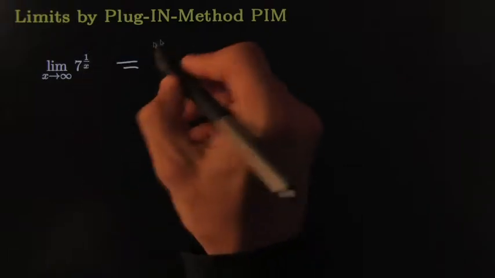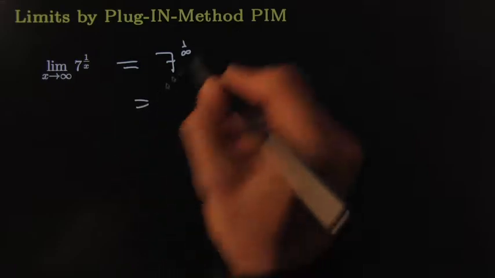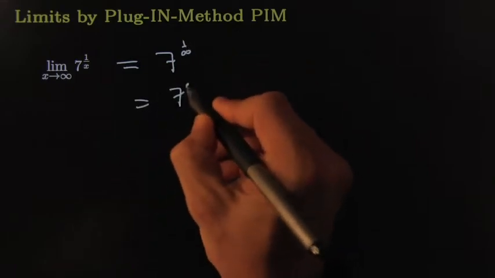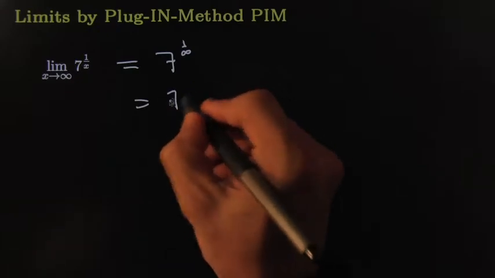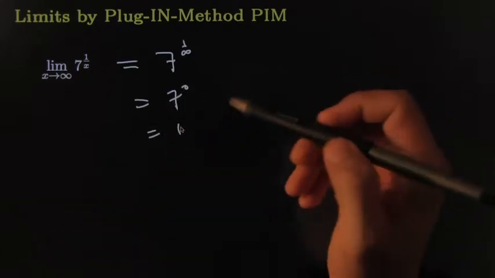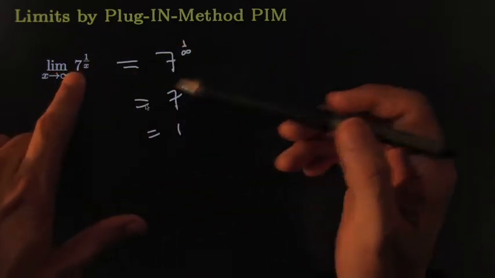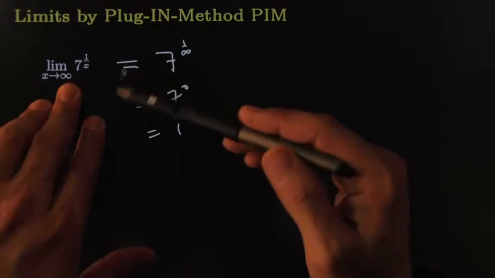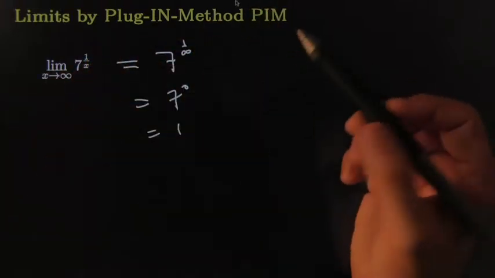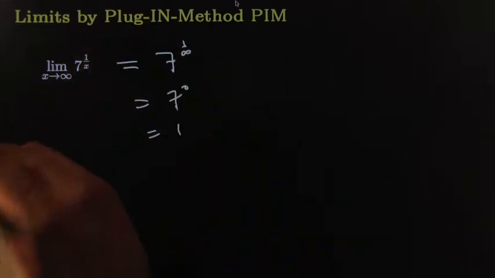Let's try that again. What about this? 7 raised to the 1 divided by infinity. Well, there's no controversy here. 1 divided by infinity would be 0, and that would lead you to believe that this is equal to 1. Of course it is. There's no problem. If the function is continuous, every single time, the plug-in method will work and you'll be done. There's not even any need for limits. You just plug it in and you're done.